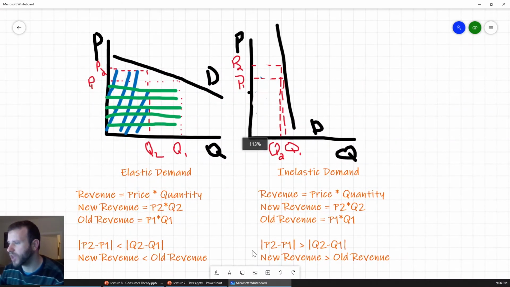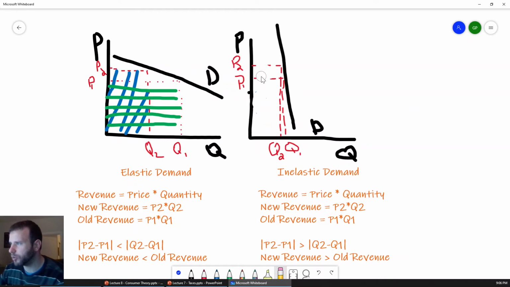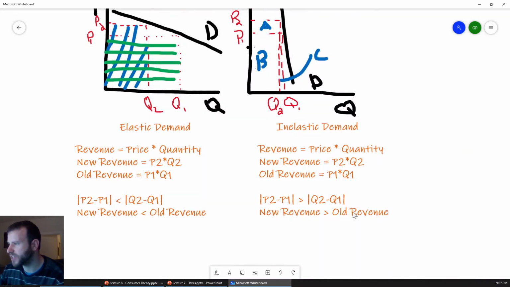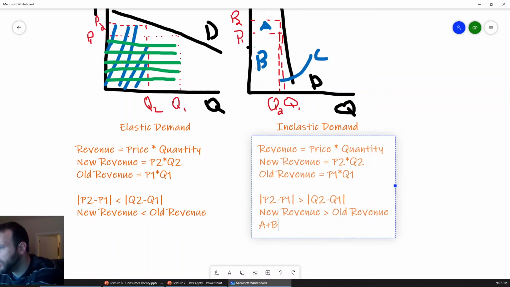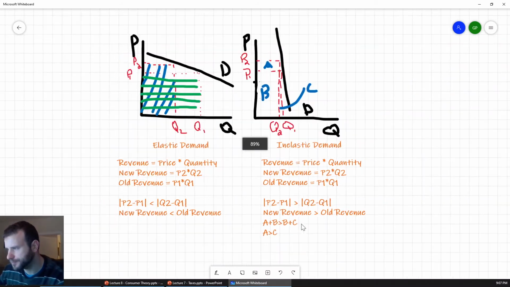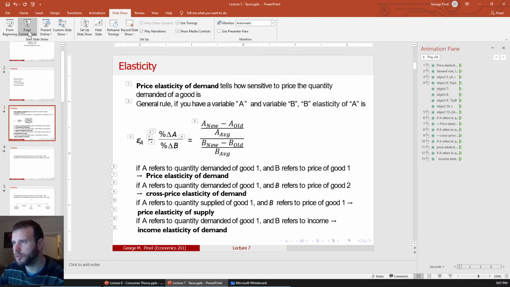Okay. And then lastly, just to tie a little bow on it, if I label this part of the graph A, this part of the graph B, and this part of the graph C, what we can say is that new revenue is A plus B, old revenue is B plus C, aka A is greater than C. What you pick up essentially from increasing the price is greater than the area you lose from dropping the quantity. Okay. All right. So let's move on.